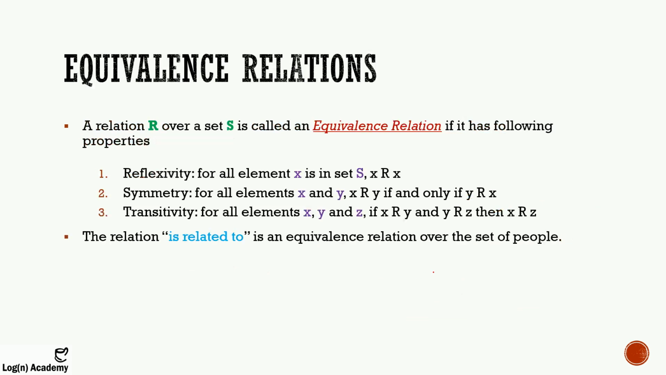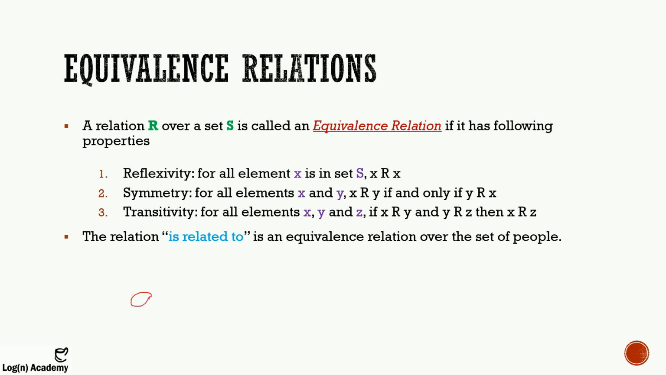Now, the equivalence relation. What is an equivalence relation? A relation R over the set S is called an equivalence relation if it has the following properties. What are those properties? Reflexivity. For all elements x in the set S, x is related to x. Now, what does it mean?